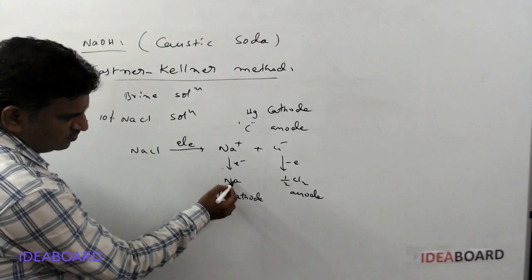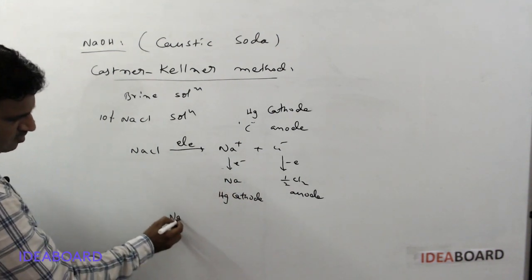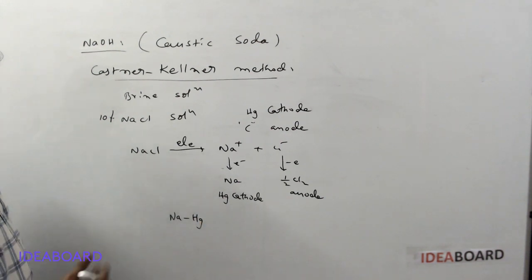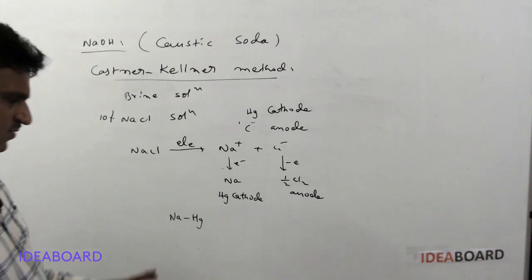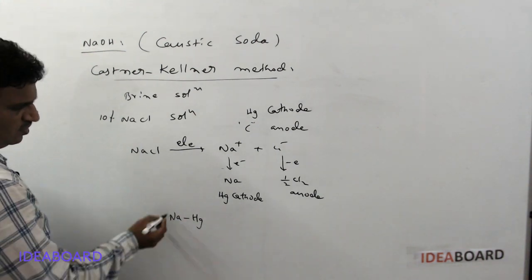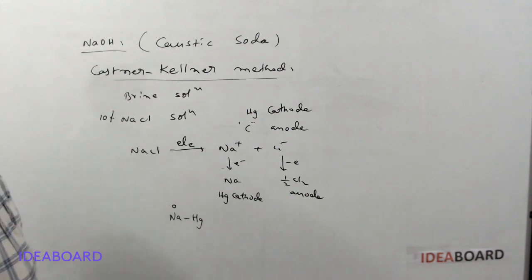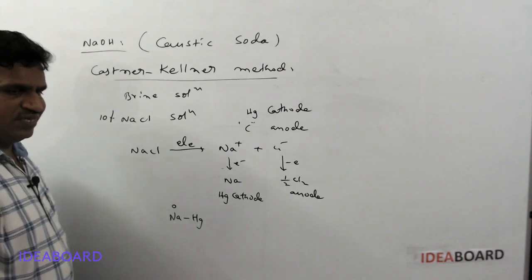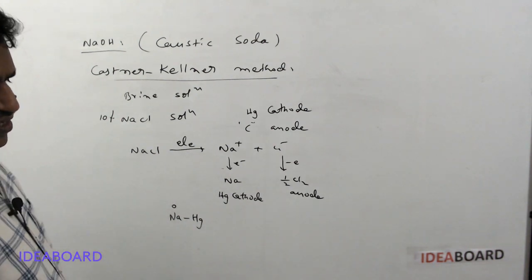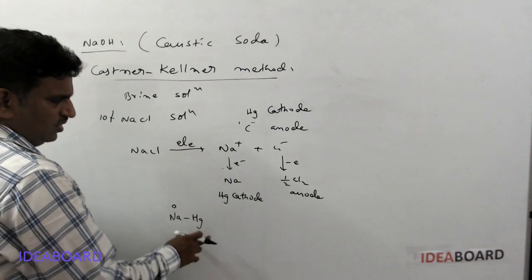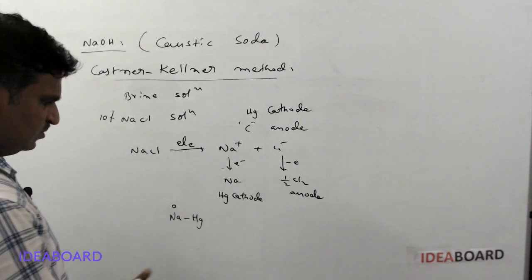Here the mercury cathode and sodium combine, forming an amalgam. Amalgam means any metal reacting with mercury, and the compound formed is called an amalgam. The oxidation state of sodium in amalgam is 0. Important. In any amalgam, the oxidation state of an element is 0 because it is not an ionic compound, it is only amalgamated.